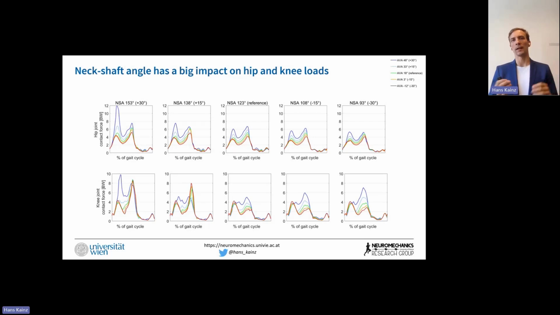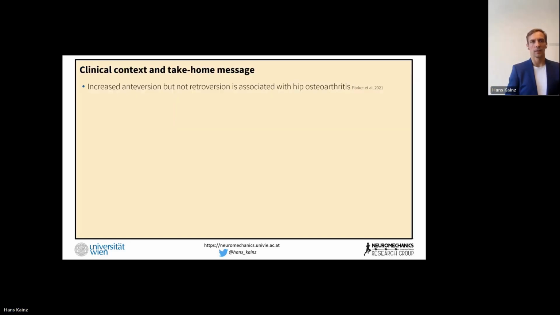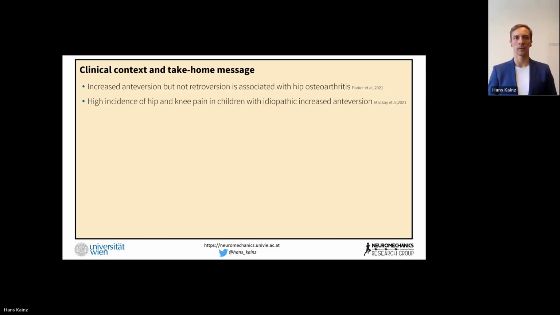And this was caused by altering the moment arms of certain muscles, which then led to more co-contractions and to this increased joint load. To put this into a clinical context, there are several studies which showed that an increased anteversion, but not retroversion, is associated with hip osteoarthritis. So our study might help to explain that, because we saw increased loads with an increased anteversion angle.